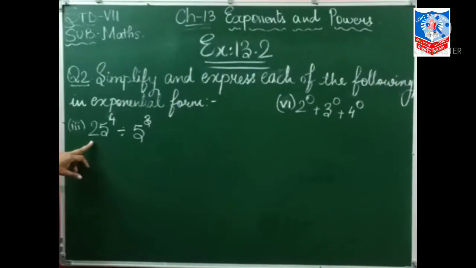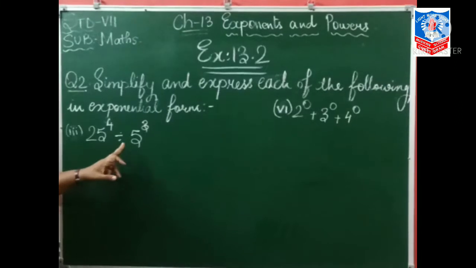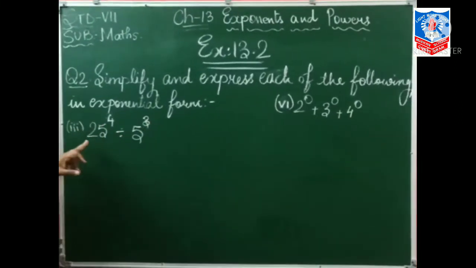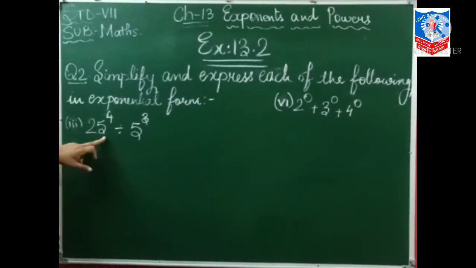Next is 25 raised to the power 4 divided by 5 raised to the power 3. Now see, we will break this 25: 5 into 5.